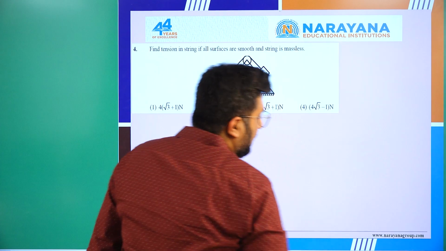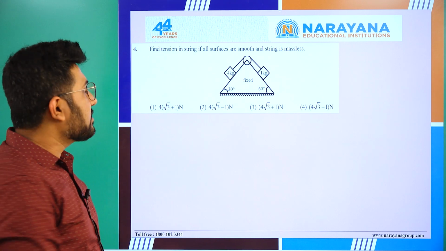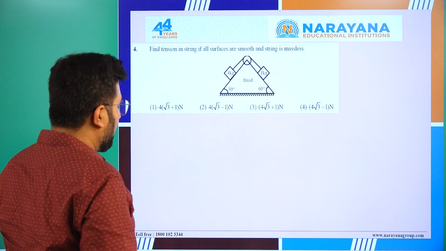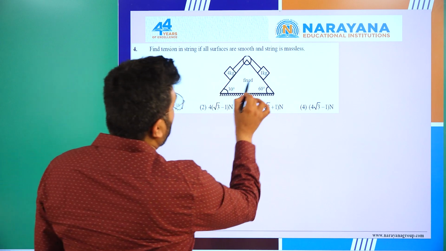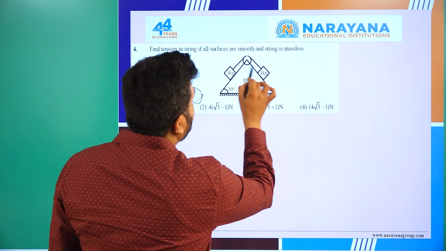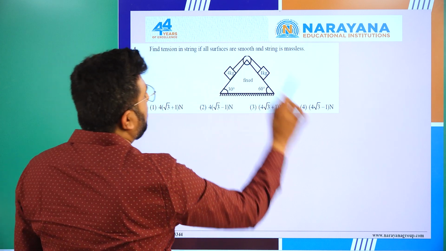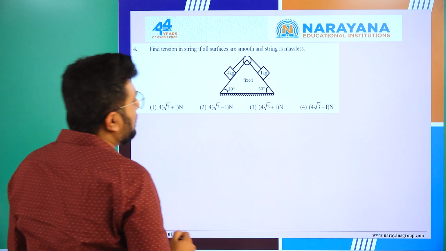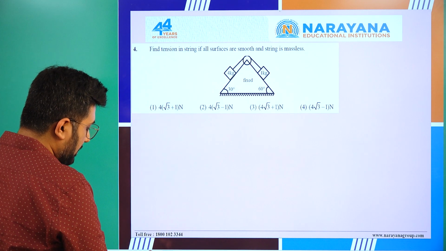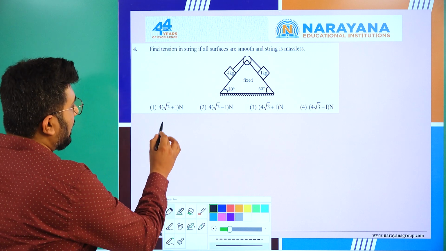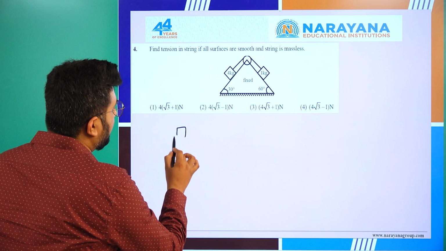Okay. In this question, they have asked us what is the tension in the string if all the surfaces are smooth. So all the surfaces here are smooth, the string is massless and the pulley is also massless. Fine. So what we will do here, I'll take the two block system.